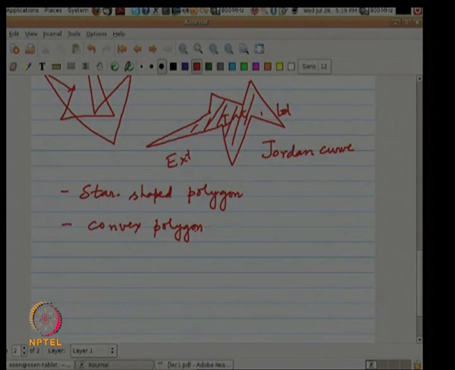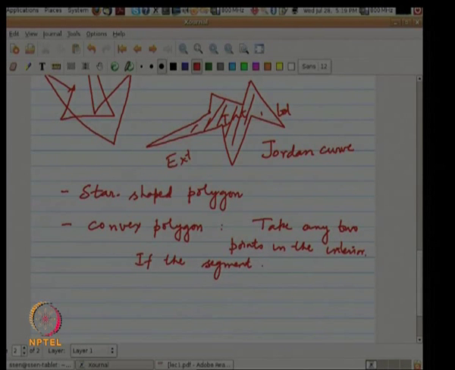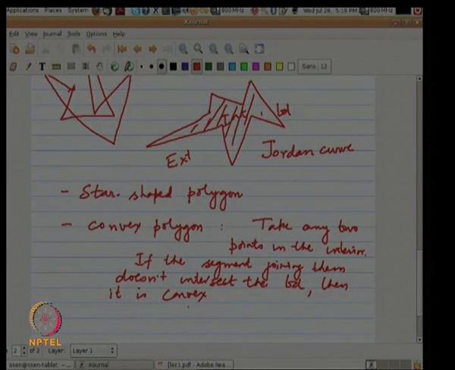Okay. So, the convex polygon in short is something like this. If I take any 2 points in the interior, and the segment joining them does not intersect the boundary, then it is convex. So, the quantification is that for all pairs of points p 1 p 2, this should be true.